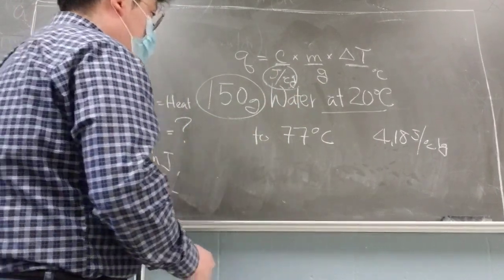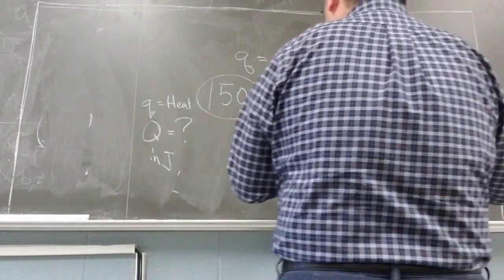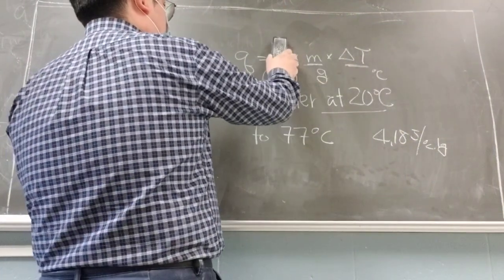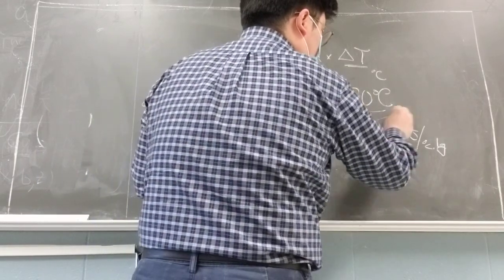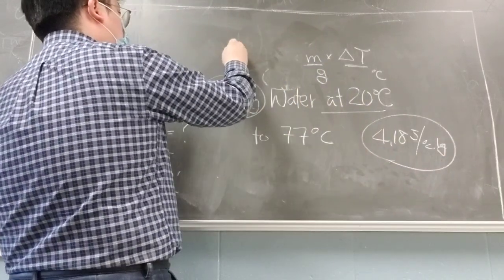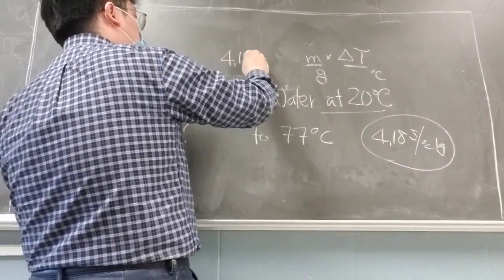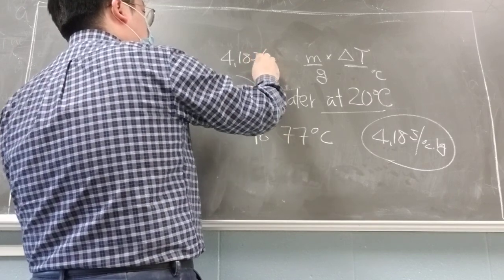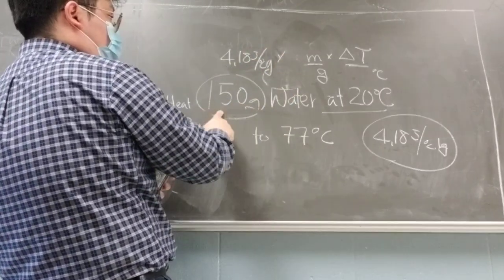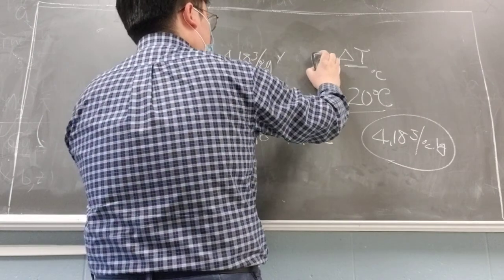So technically what you really need to do is this: this number will be given. You don't have to memorize it. So that was 4.18 joules per Celsius per gram, times the mass, which was 150 grams. So I'm going to switch to 150 grams.